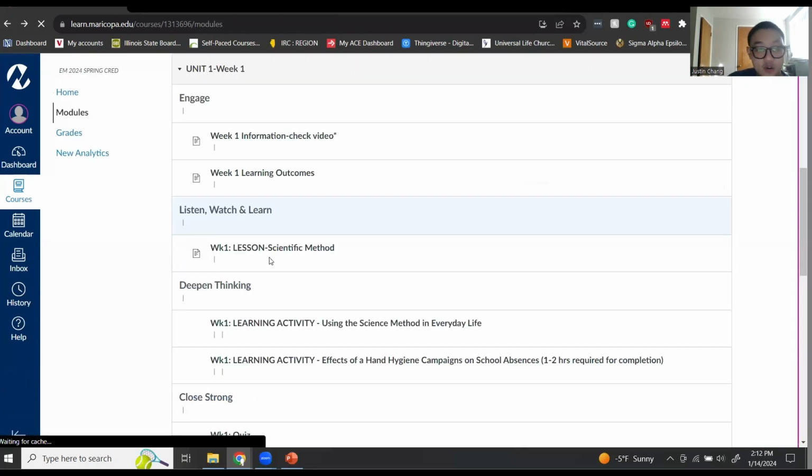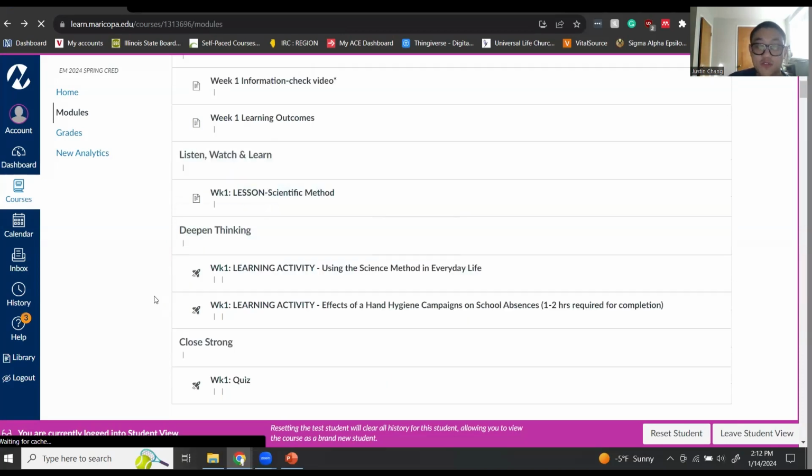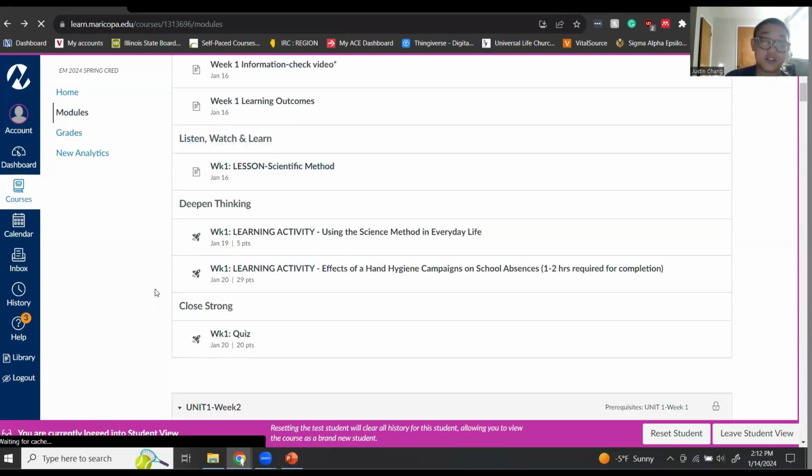Okay, so moving on to our deepened thinking, this is where our assignments are going to be. You'll notice below here, it will tell you the amount of points that each assignment is worth, and it'll also let you know when the due date is going to be. So please keep an eye out for these, and make sure you have an idea of when some of these due dates are approaching, because they can come pretty rapidly.